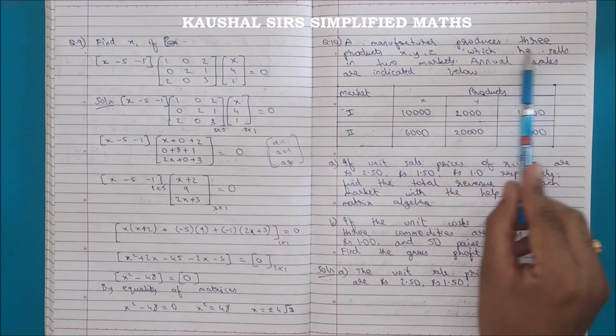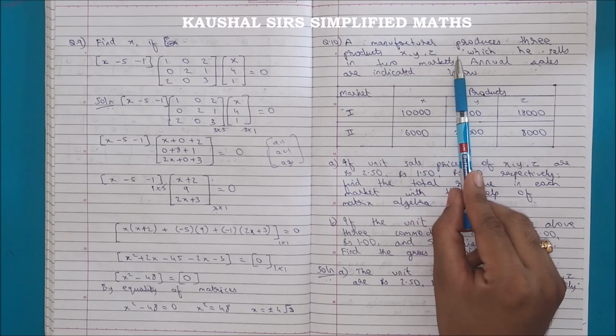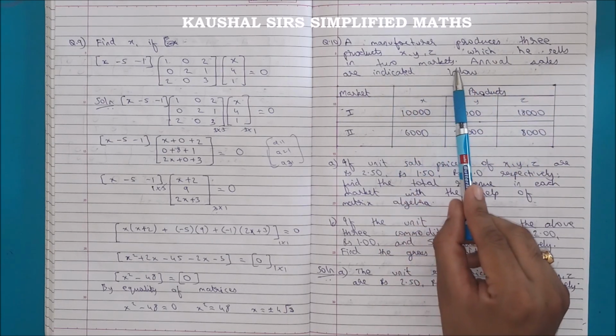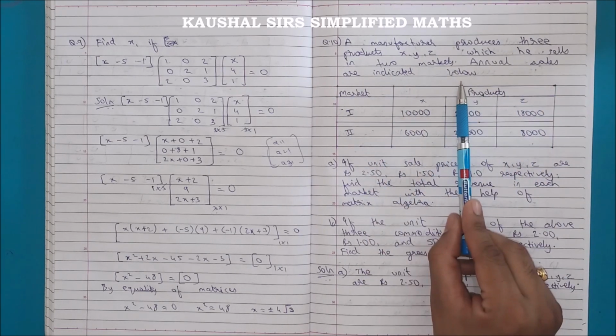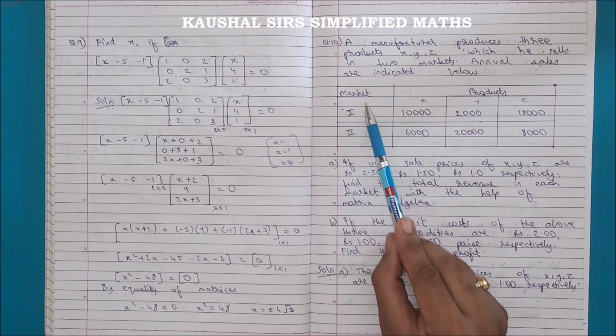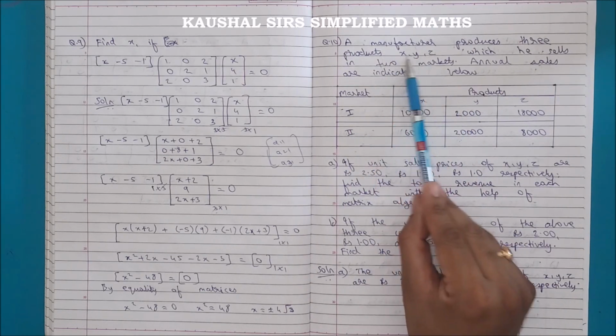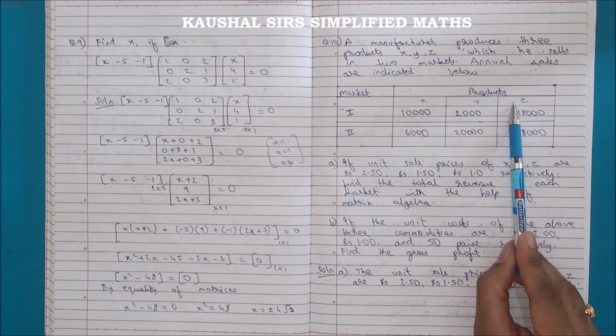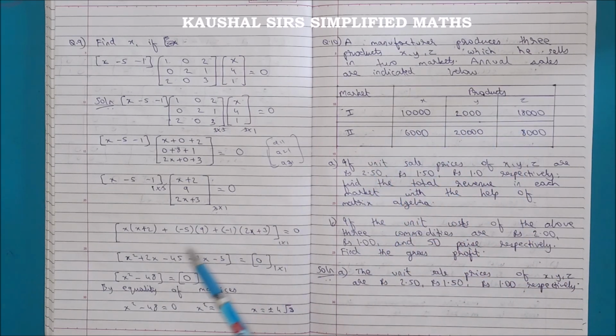A manufacturer produces 3 products X, Y, Z which he sells in 2 types of markets. Annual sales are indicated below. So there are 2 markets, 1 and 2, and there are 3 products being manufactured, X, Y and Z, which are sold in market 1 and market 2.